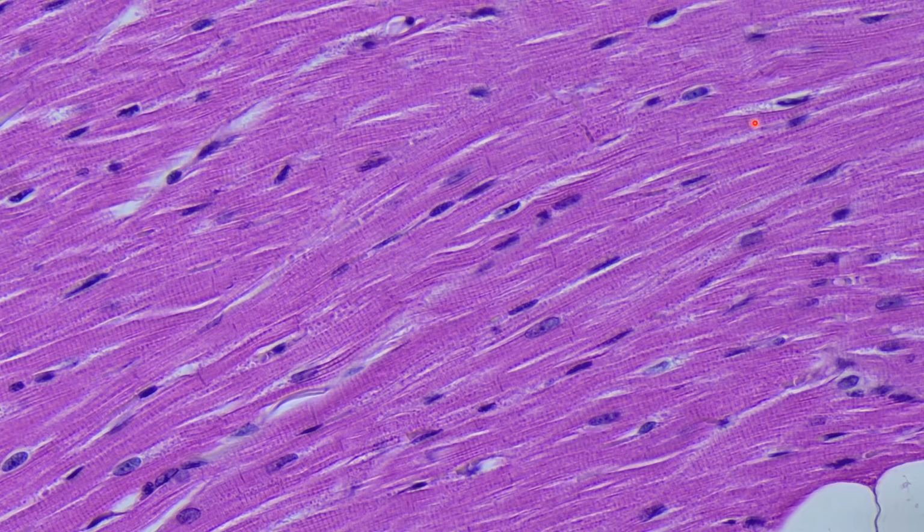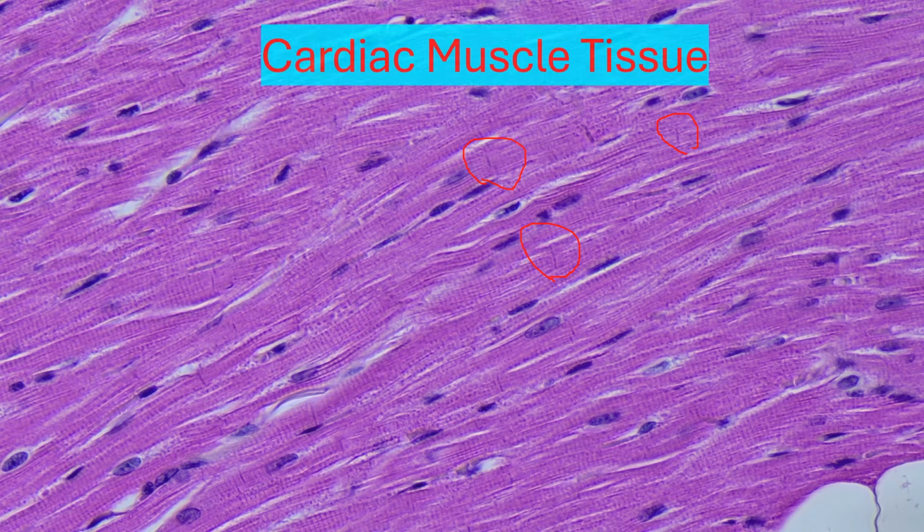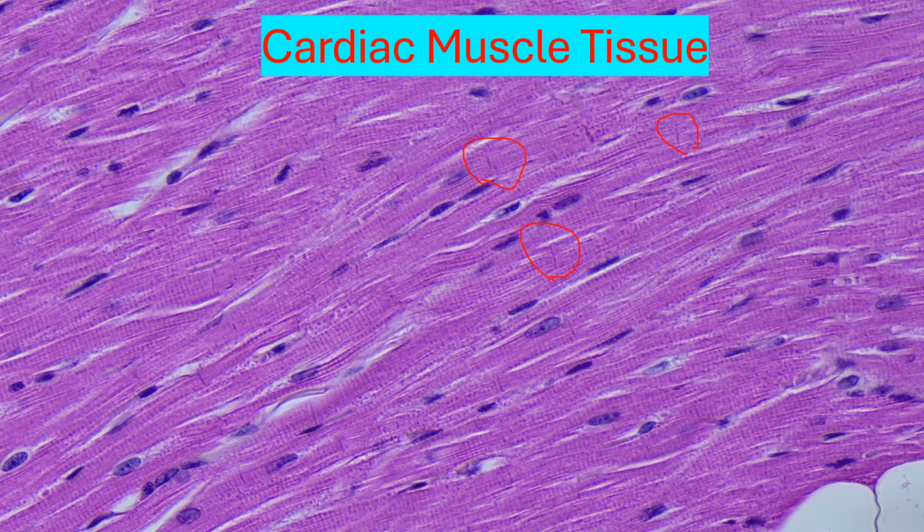So here we see fibers running roughly left to right. Perpendicular to it, we can see some striation, so we're going to start thinking muscle of some sort, but that narrows it down to either cardiac or skeletal. And in this case, we see these darker plates. Those are intercalated discs. Thus, we have cardiac muscle tissue.